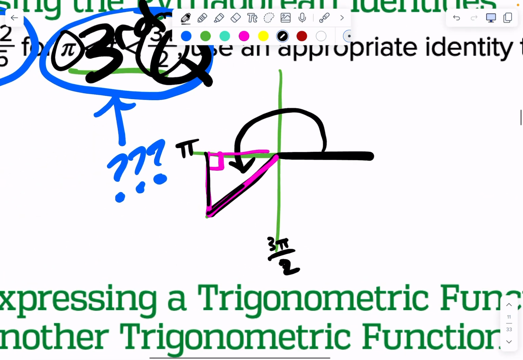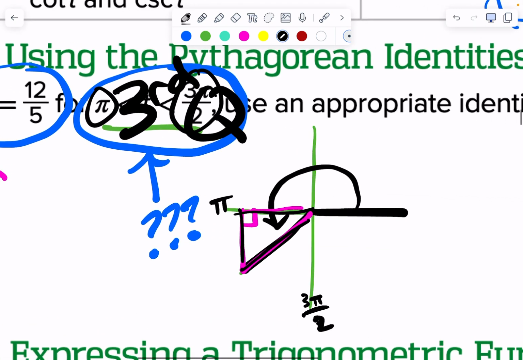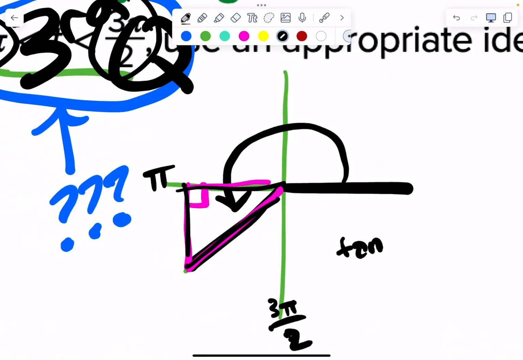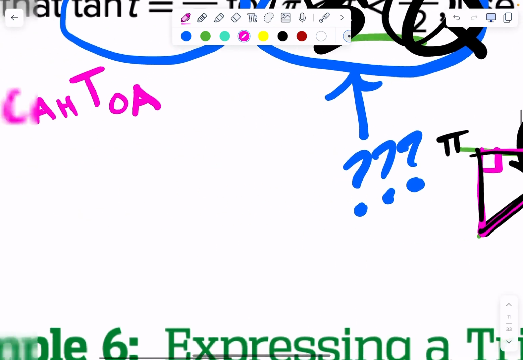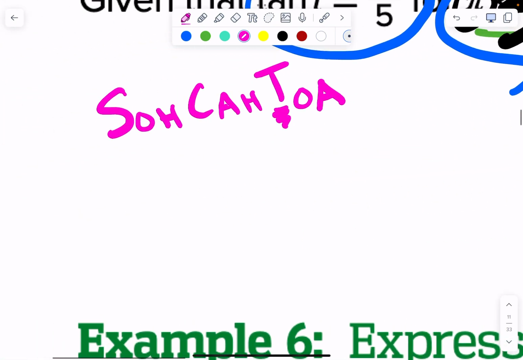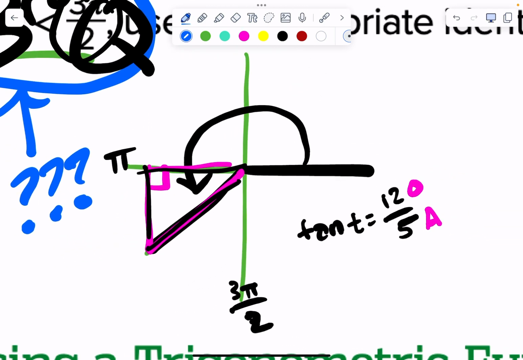So I'm going to make this into a triangle. Here's how this works. The tangent of my angle is 12 over 5. Tangent means which one? SOHCAHTOA. Tangent is opposite over adjacent. The opposite side is 12. The adjacent side is 5. So where does my angle live, by the way?